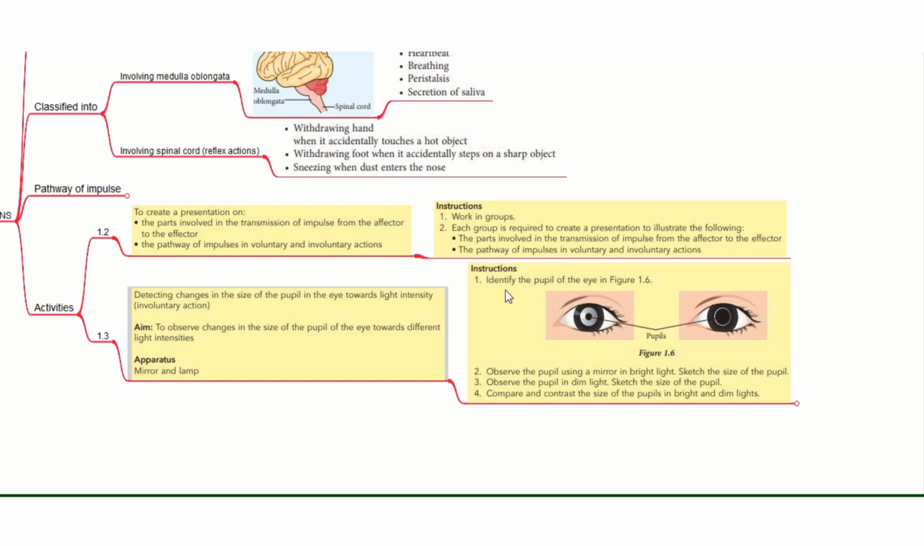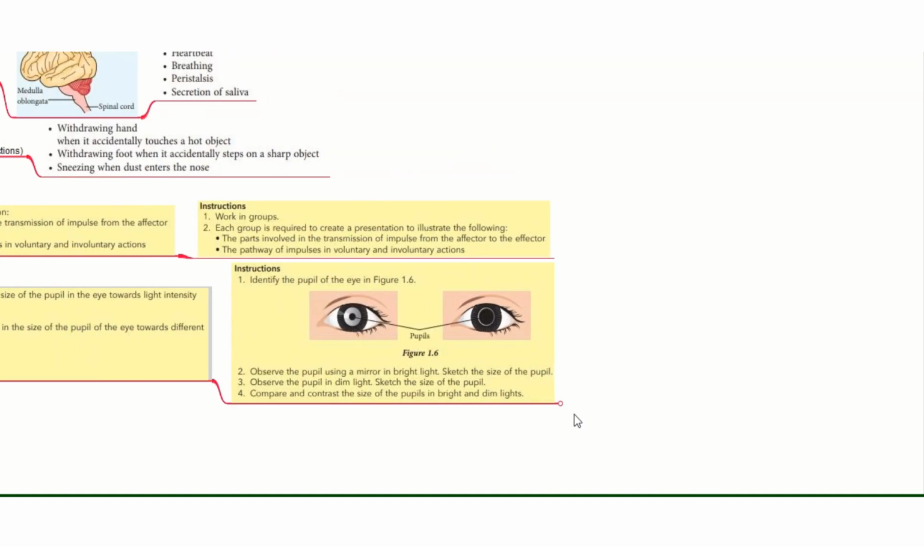Number 1, identify the pupil of the eye, figure 1.6. Number 2, observe the pupil using a mirror and a bright light. Sketch the size of the pupil. Number 3, observe the pupil in dim light. Sketch the size of the pupil. And number 4, compare and contrast the size of the pupils in bright and dim lights.